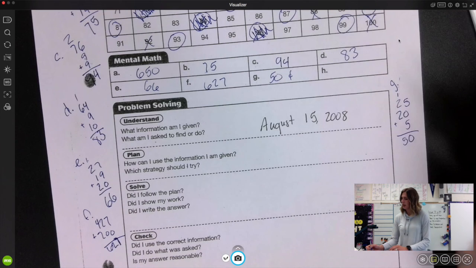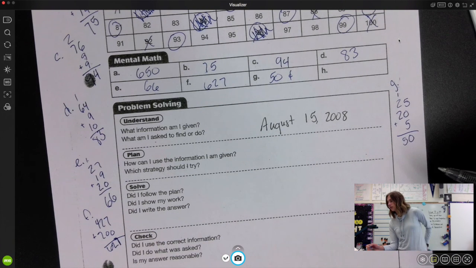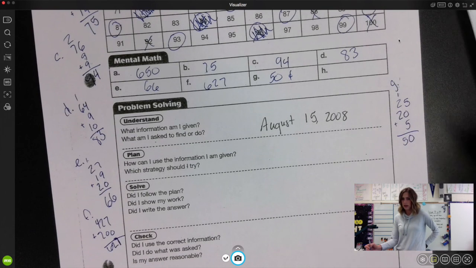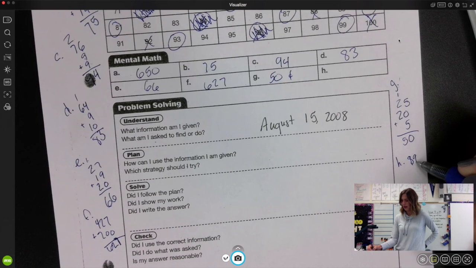Then H today says each package of soccer shin guards is $9. What's the cost of 2 packages? So we're going to do $9 plus $9. 9 plus 9 is 18. So we get $18.